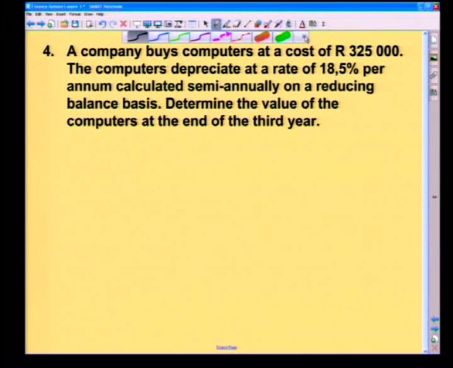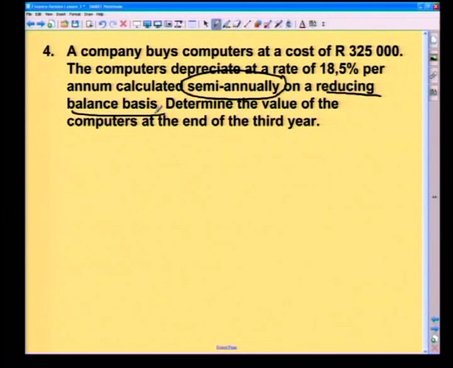It says a company buys computers that cost 325,000 Rand. The computers depreciate at a rate of 18.5% per annum, calculated semi-annually. Watch that. That's something you have to be aware of, because compound, remember, you can have more than one calculation in a year. On a reducing balance basis, which means we are working with a compound interest version. Determine the value of the computers at the end of the third year.